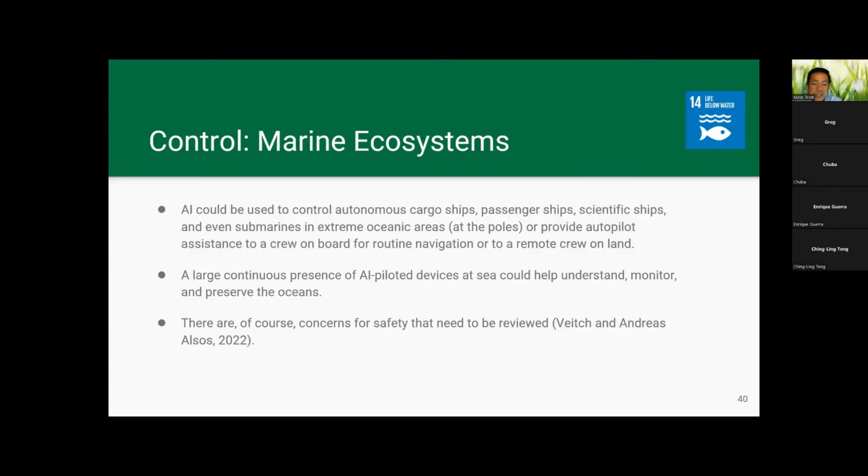For marine ecosystems, we thought of autonomous cargo ships. This is coming. Passenger ships, scientific ships. For scientific exploration, it's easier. There are no humans on board, so you can send them for a long time. You don't need food or anything, especially in extreme oceanic areas or the poles.